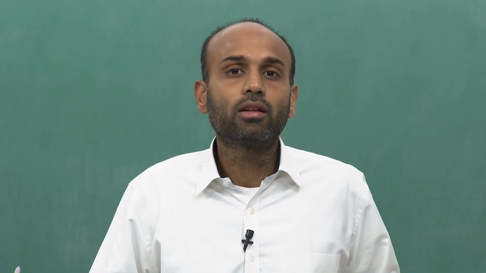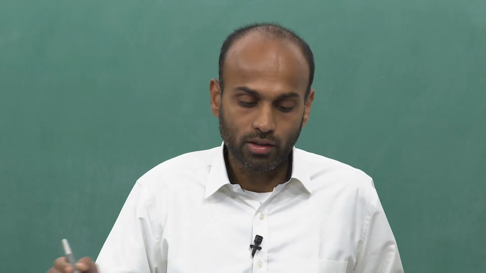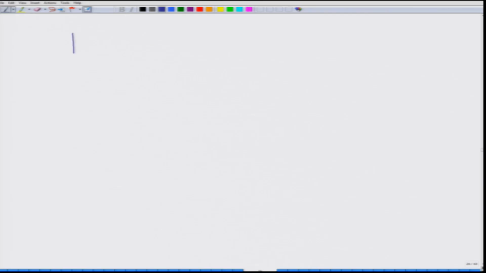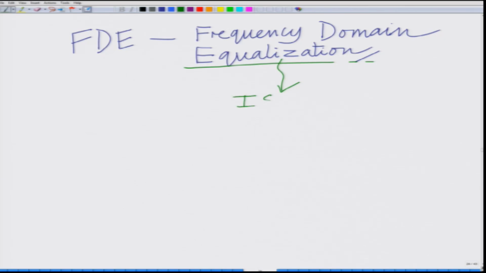Now today we are going to look at yet another scheme which is termed as frequency domain equalization for ISI, that is removing inter-symbol interference. So starting today we are going to look at what is known as FDE, which stands for frequency domain equalization, and naturally it is equalization. Remember, equalization is for ISI removal, that is to remove the inter-symbol interference. And previously we have seen two different techniques. So this is FDE, which is frequency domain equalization.